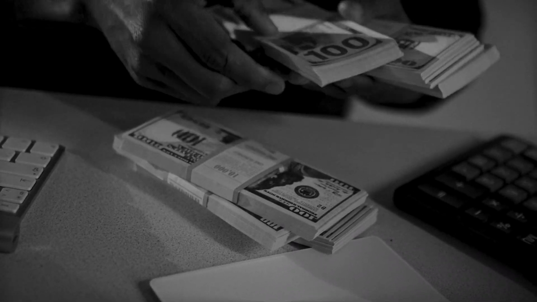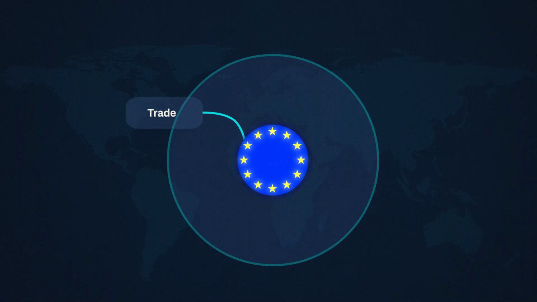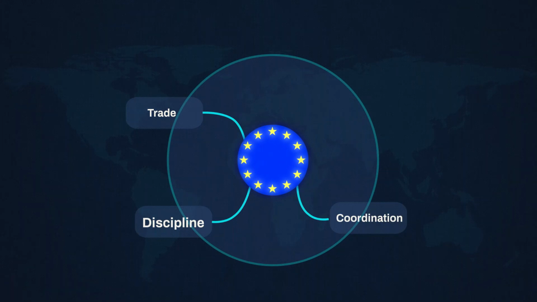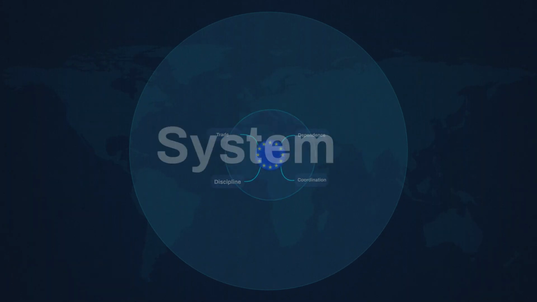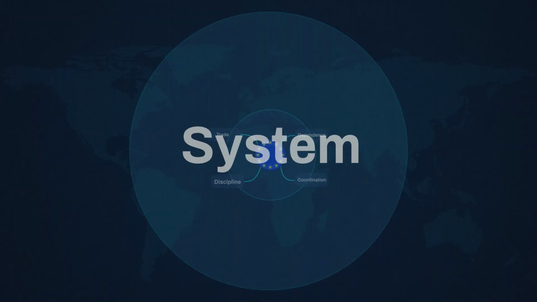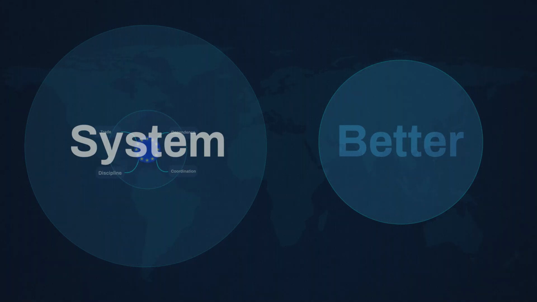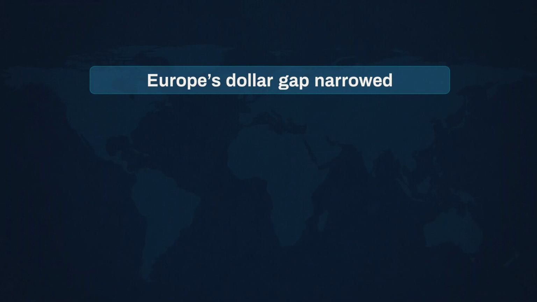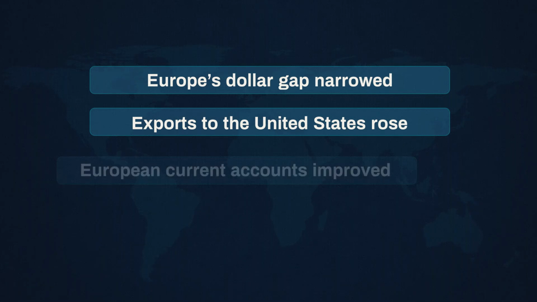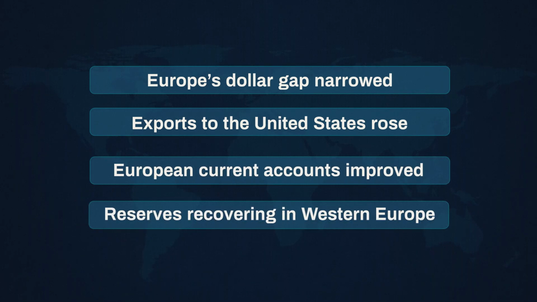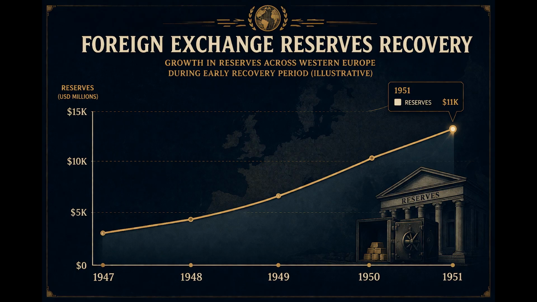But it did so by pushing Europe toward a specific model. More trade, more discipline, more coordination, more dependence on American dollars. So the real achievement was not that America paid Europe's bills. The real achievement was that America helped design the system through which Europe would recover. By the early 1950s, the system was working better. Not perfectly, but better. Europe's dollar gap narrowed. Exports to the United States rose. European current accounts improved. Reserves started recovering in parts of Western Europe. By 1952, exports from Europe to the United States were twice their 1949 level.